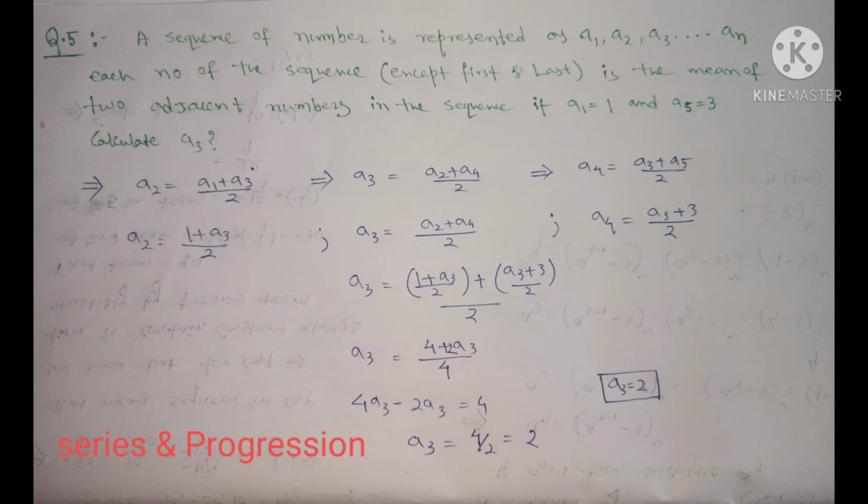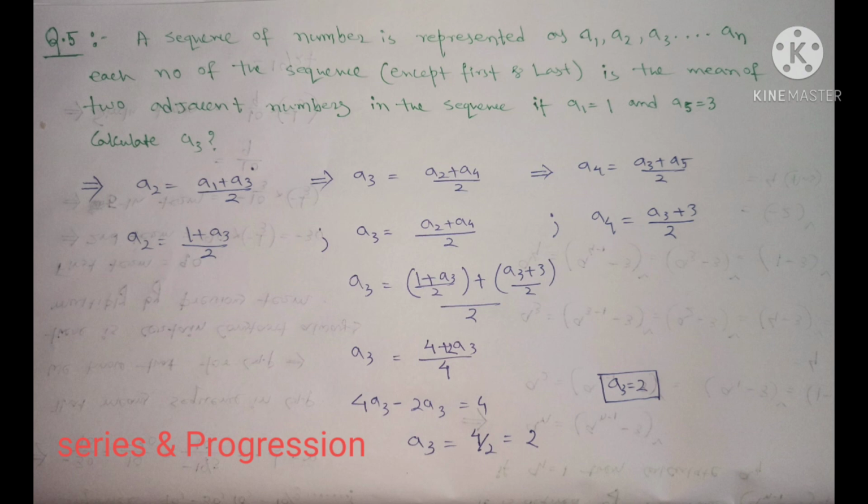A sequence of numbers is represented as a1, a2, a3 up to an. Each number of the sequence except the first and last is the mean of the two adjacent numbers in the sequence, and if a1 is equal to 1 and a5 is equal to 3, then calculate a3. So from the question we can write a2 is equal to (a1 plus a3) by 2. Similarly, a3 is equal to (a2 plus a4) by 2. Similarly, a4 is equal to (a3 plus a5) by 2.